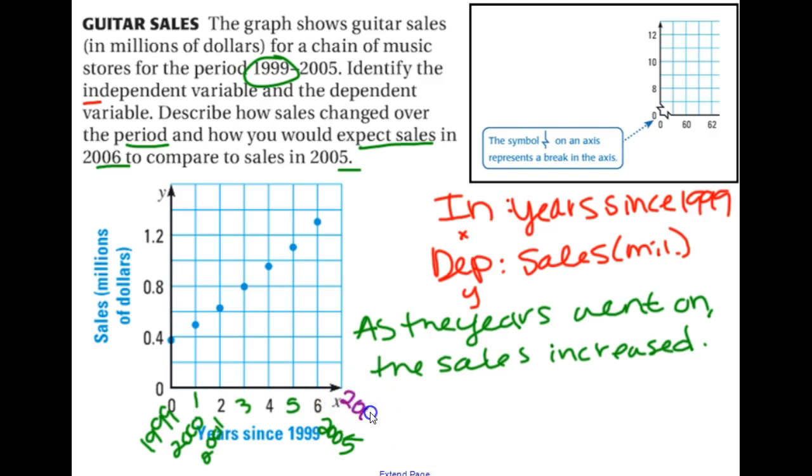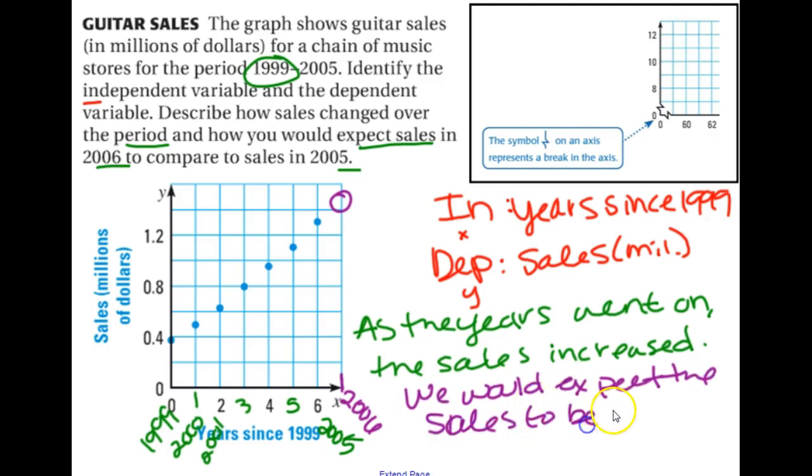So then in year 2006, right at the edge here, where would we expect our sales to be? Well, I would expect the trend to continue. So I could say we would expect the sales to be at about, and if these are going by 0.2s, about 1.4 or 1.5 maybe millions in sales.